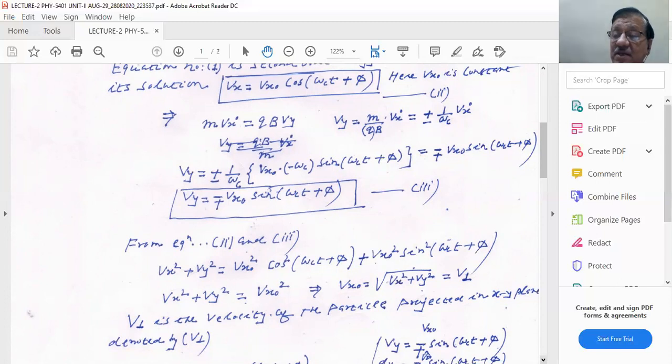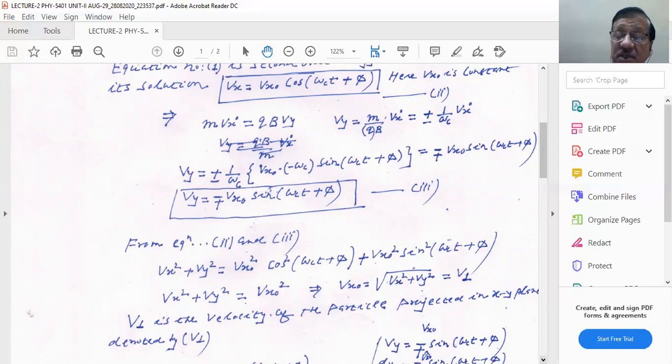In this case, your particle will always move in the xy plane, that is, in a transverse plane, and it is describing a circular path, which we will derive. So when a charged particle is subjected in the xy plane, and the magnetic field is along the z direction, then the particle will describe a circular motion in the xy plane.